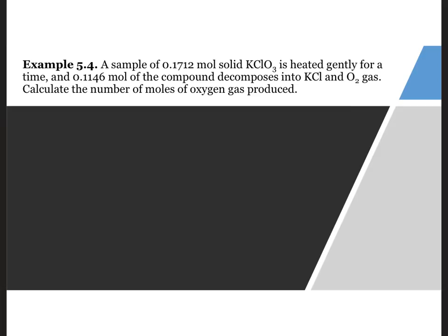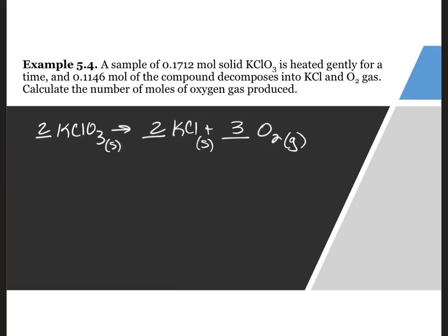Here's one for you to try. Some solid potassium chlorate is heated, which causes it to decompose into solid potassium chloride and oxygen gas. How many moles of oxygen gas are produced? We're not given a balanced chemical equation, so your first task is to write one. Next, use moles of potassium chlorate and its mole-to-mole relationship with oxygen to calculate the moles of oxygen produced.